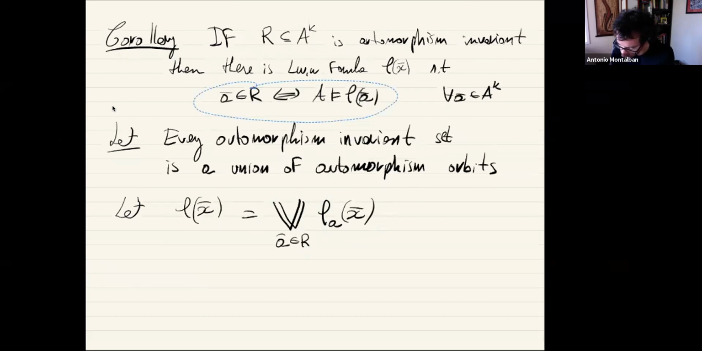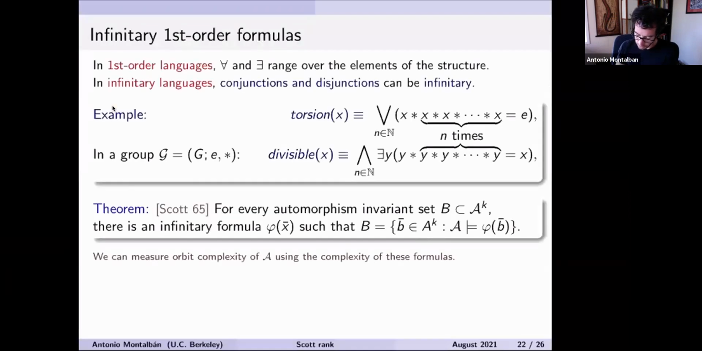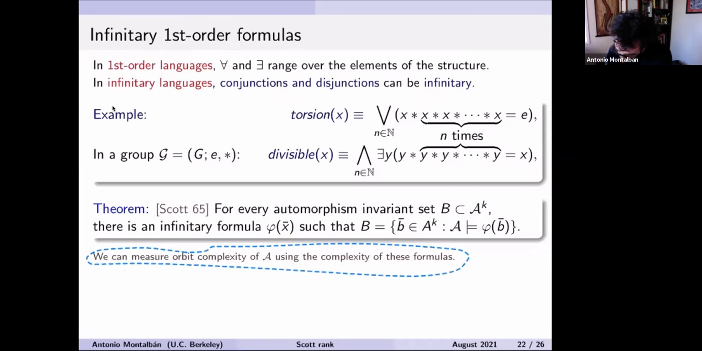So let's go back to what we had there. So this is a theorem that we had: every automorphism invariant set is definable, and we can use these to measure the complexity. Or what is that definition? I think that comes later.